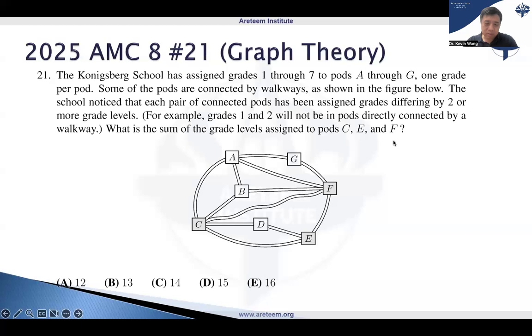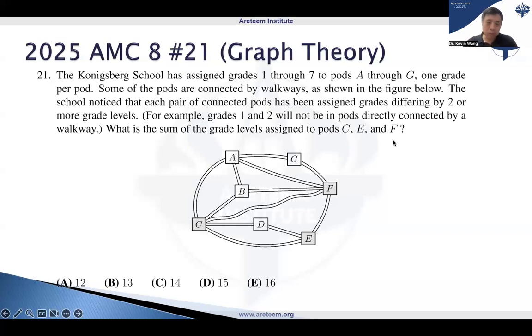But let's take a look at the graph carefully and see some patterns here. The question is asking for the grade levels of C, E, and F. So for those pods, C, E, and F, what grade levels are assigned to them? And then we want to add them up. So we don't need to care about the final assignment at A, B, D, and G, which makes it a little bit simpler.